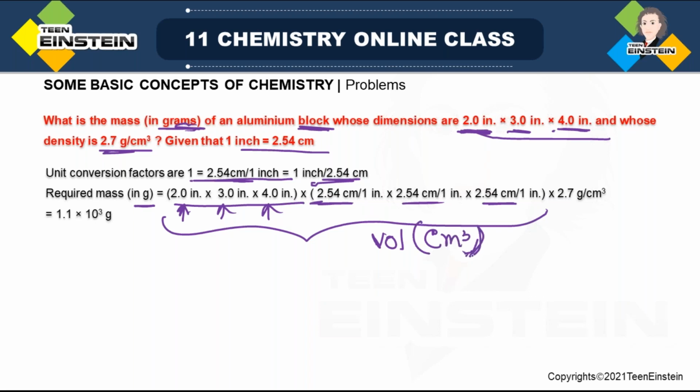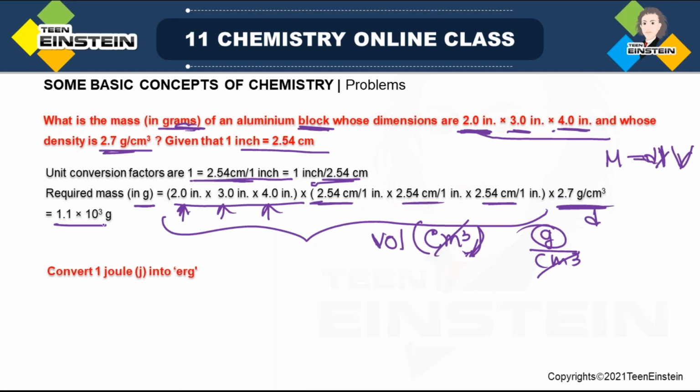Now if it is volume, according to the relationship, we know that mass is equal to density into volume. That means volume you have already obtained. Now you have to simply multiply it with density. Now density unit is gram per centimeter cube. So these two will be cancelled. Ultimately what is left is gram. So the final value that you are getting is 1.1 into 10 to the 3. Okay. So in this way we can use the conversion factor.